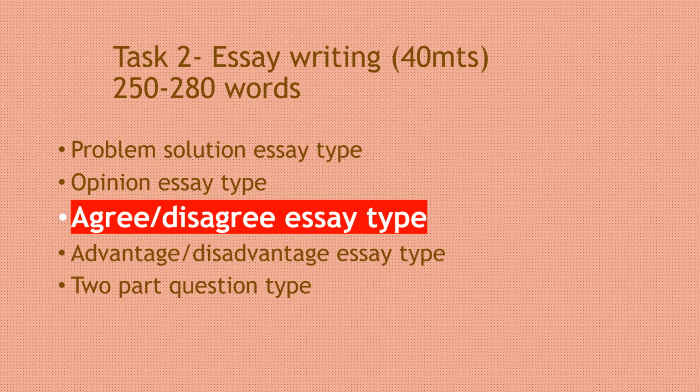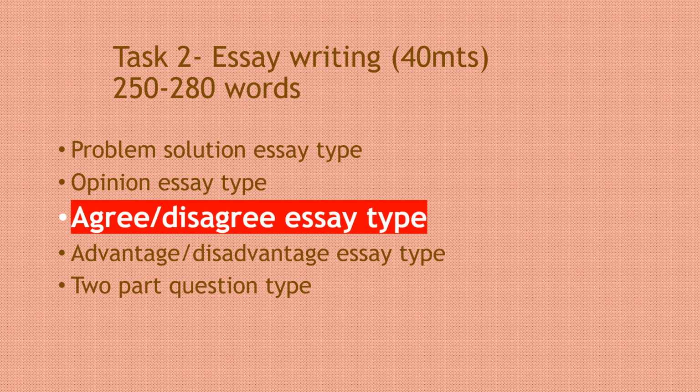As we know friends, essay writing is a Task 2 topic of IELTS academic or general, and it is for 40 minutes and the student has to write 250 to 280 words. So we need to understand the different essay types.